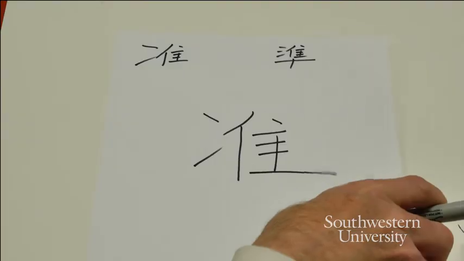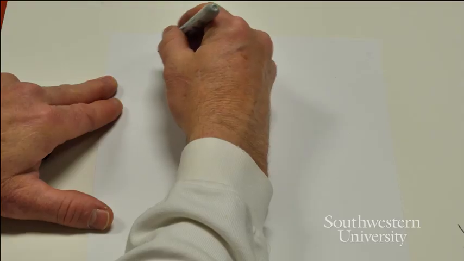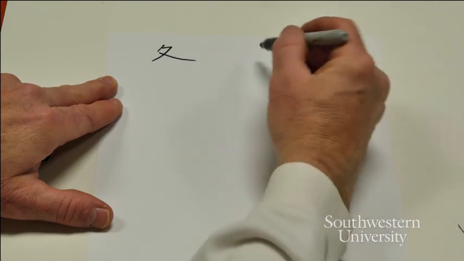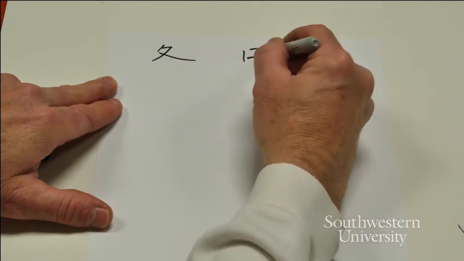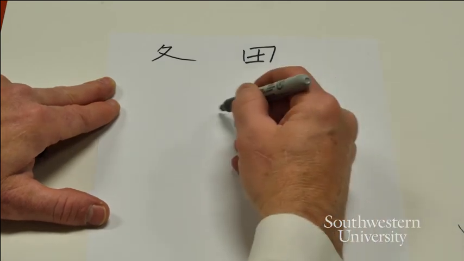Juan bei. It means to prepare. The top part is a foot and sometimes a delayed walking. And then we have the field. So it's thought that maybe you prepared for planting by walking around your field.